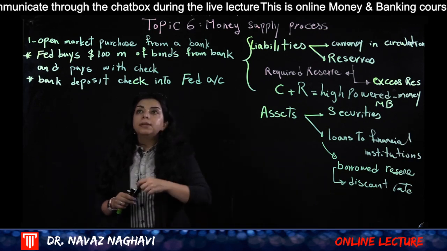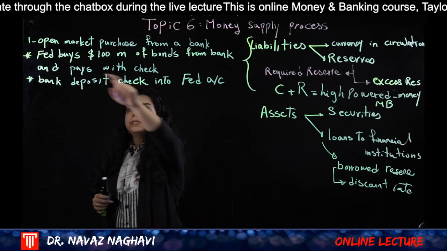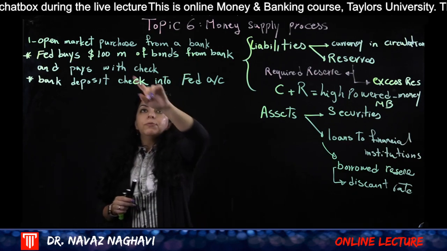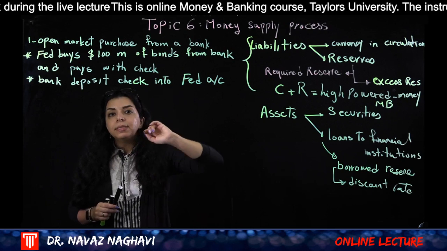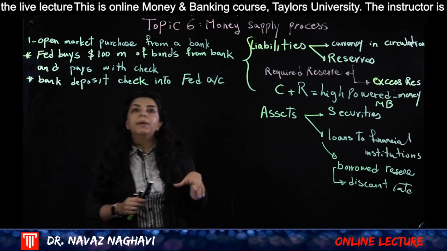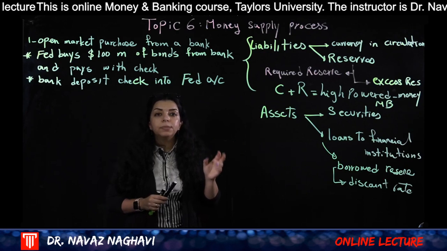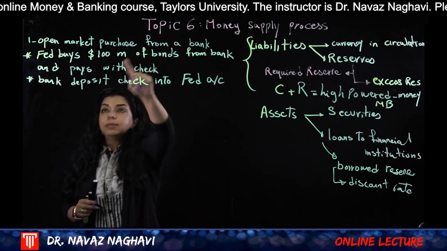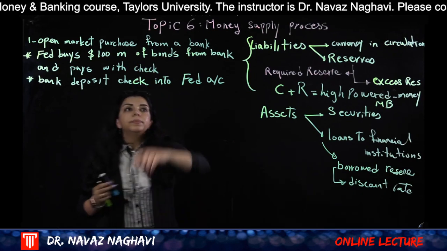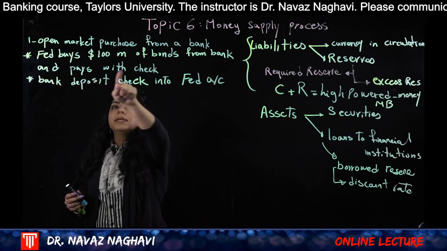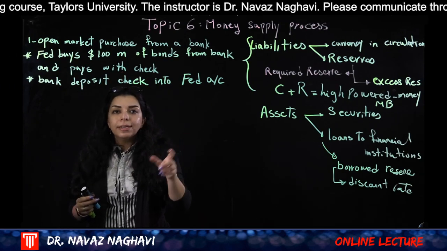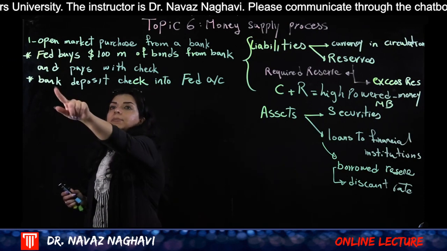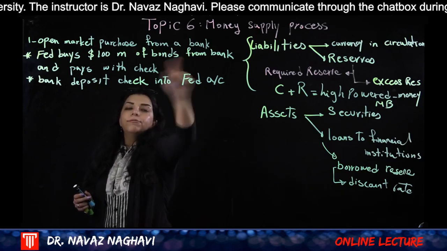We know that an open market purchase means that the Fed is buying securities from the banking system. Once it is buying securities from the banking system, it is giving reserves to the banking system. So we expect that the money supply is increasing, and that's why it is easy monetary policy. Then it pays a check to the banking system. This check is actually the amount of reserves that the central bank is providing to the banking system, and the banking system deposits the check into its Fed account.